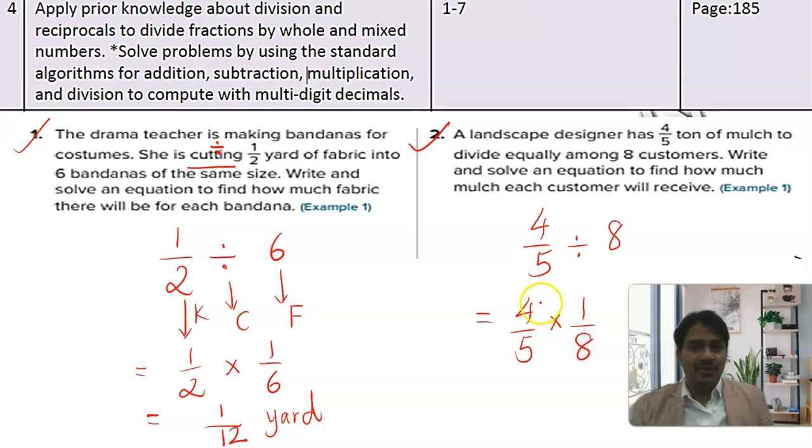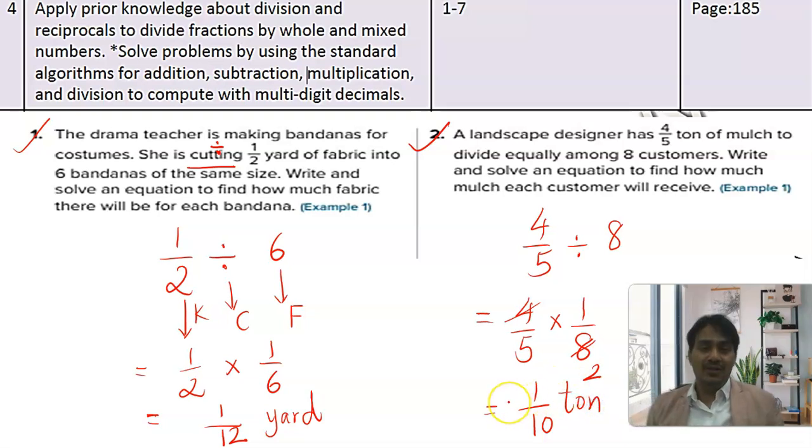You keep the first fraction as it is, you change to multiplication, you flip the 8 to 1 over 8. Now this is simple because 4 can divide 8 2 times, and 1 over 5 times 2 is 10. So 1 over 10 ton of mulch each customer will get. So I hope it's clear. Let's move on to the next one.